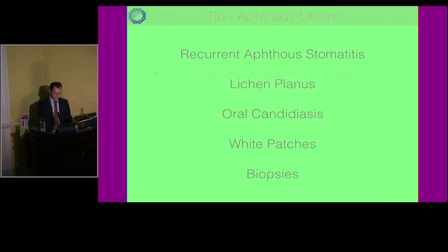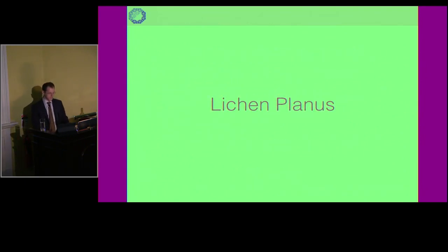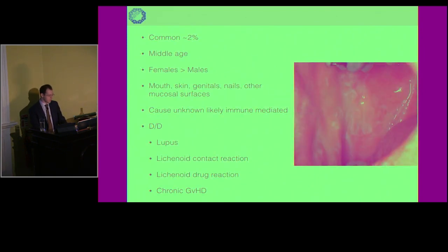Moving on then to lichen planus, again another really common mucosal disease, very common overall, affecting about 2% of the population. It's generally middle-aged ladies, but it can happen in any gender and any age group. The mouth, skin, genitals are the most commonly affected surfaces. Nails, other mucosal surfaces like the nose and the pharynx are much less likely.